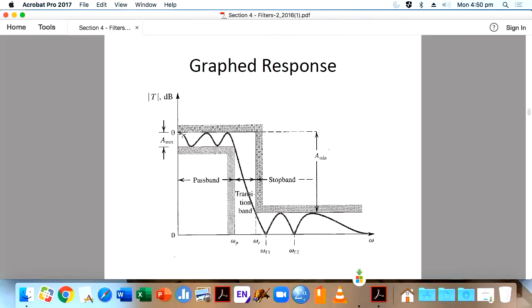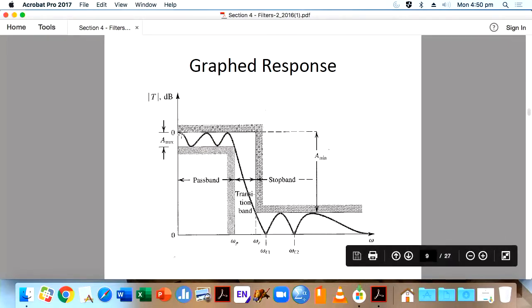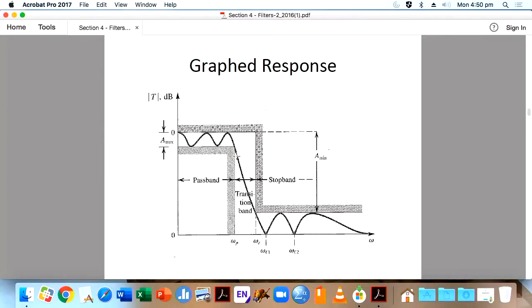Because this ripple means your gain for this frequency is this much, and for this frequency it is reducing, you know what I mean? So we don't want ripple here. It should be as minimum as possible. Then the transition region: when you say cutoff, I want to cut off 1 kilohertz, then I don't want anything beyond 1 kilohertz going into the circuit. For that, this transition region should be as sharp as possible.